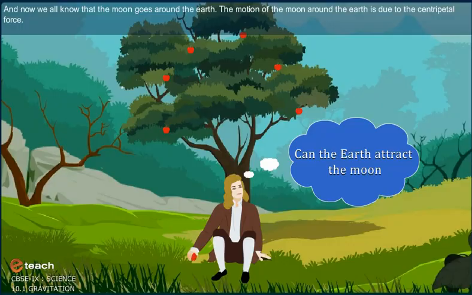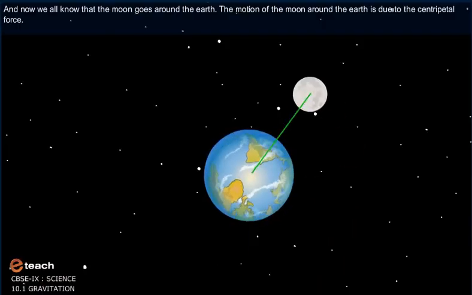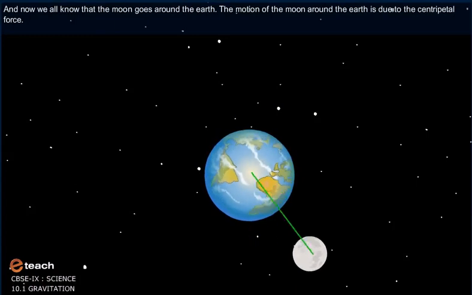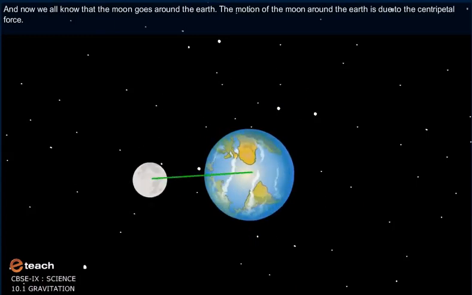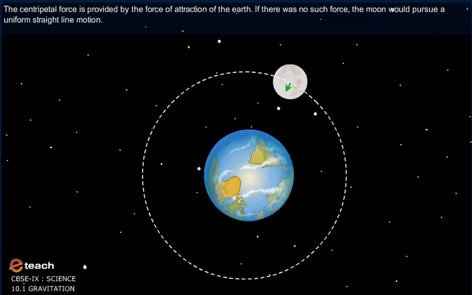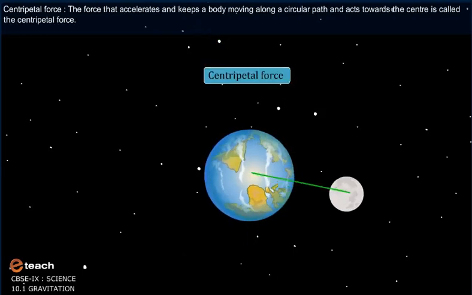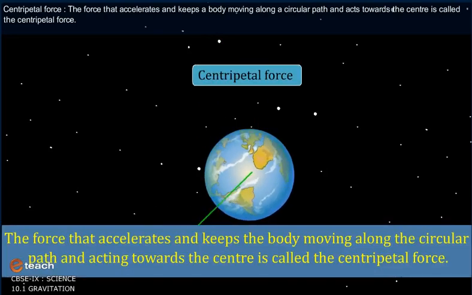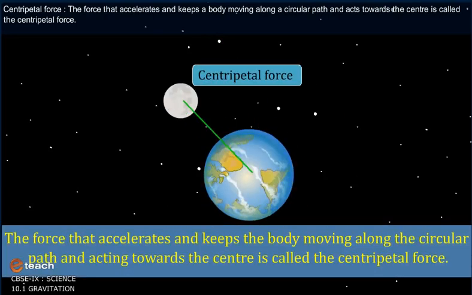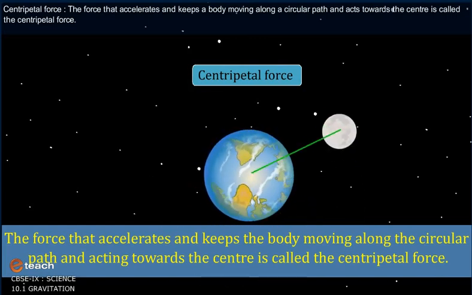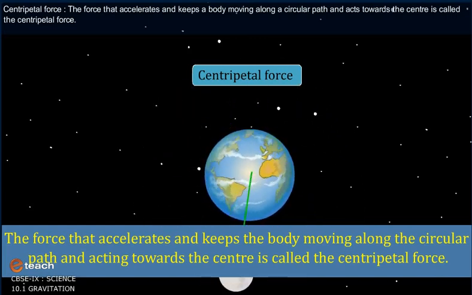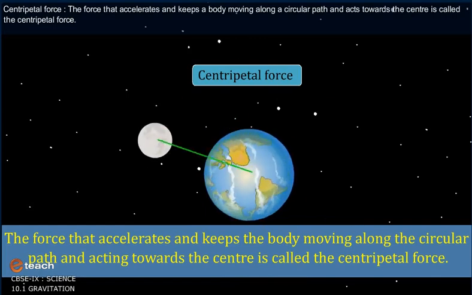And now, we all know that the moon goes around the earth. The motion of the moon around the earth is due to the centripetal force. The centripetal force is provided by the force of attraction of the earth. If there were no such force, the moon would pursue a uniform straight line motion. Centripetal force. The force that accelerates and keeps the body moving along the circular path and acting towards the center is called the centripetal force.